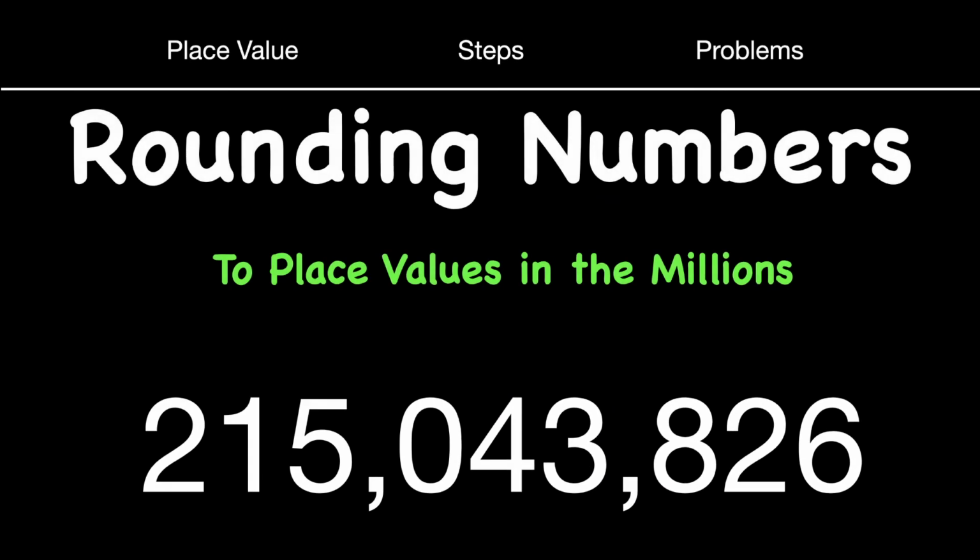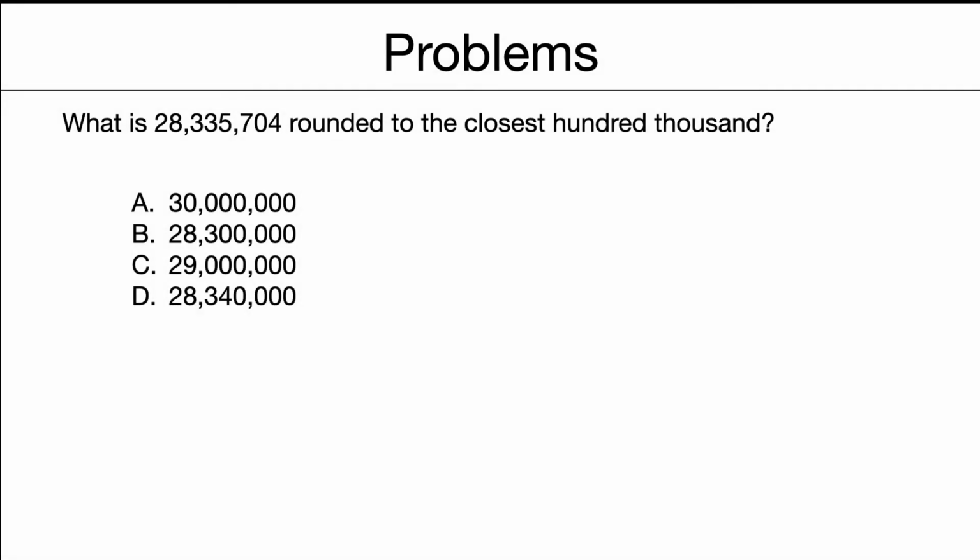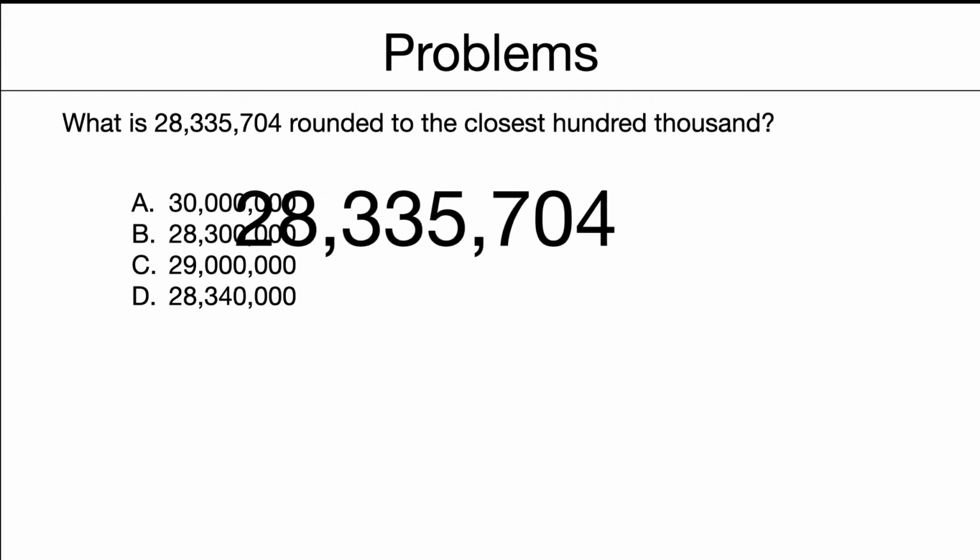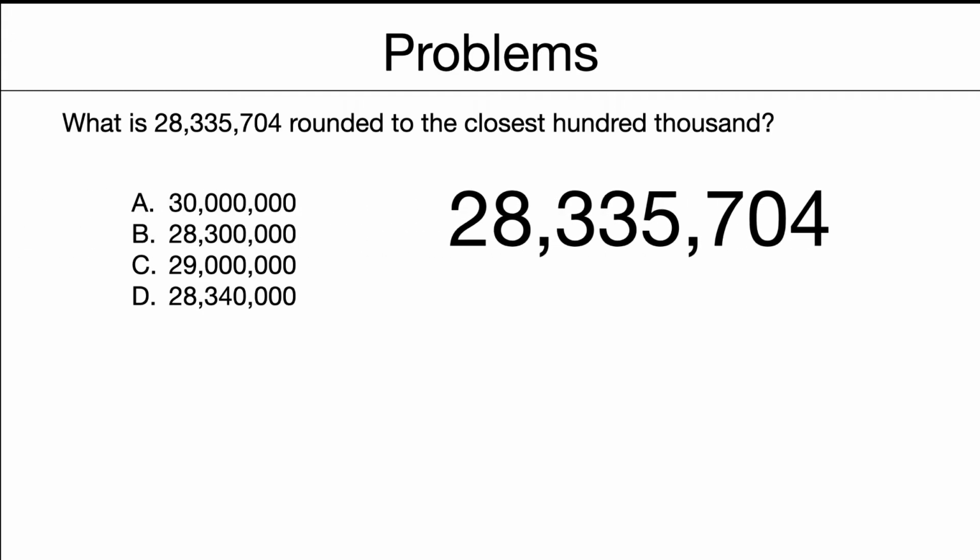Okay, so we walked through the steps. Let's solve some problems, okay? What is 28,335,704 rounded to the closest 100,000? So our first step would be to rewrite the number so we can work with it and see it a little bit more clearly. And our first step is to underline, which we need to underline the 100,000s. That would be that first 3 that we want to box that. The 33 we're going to round.